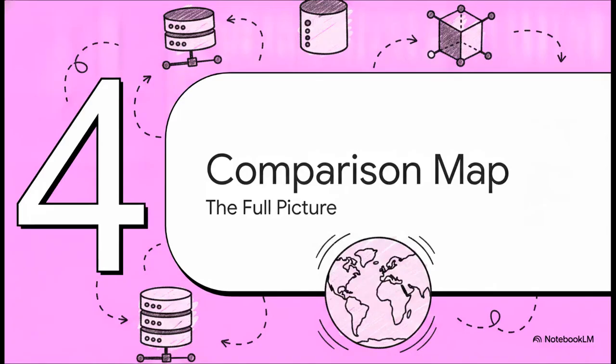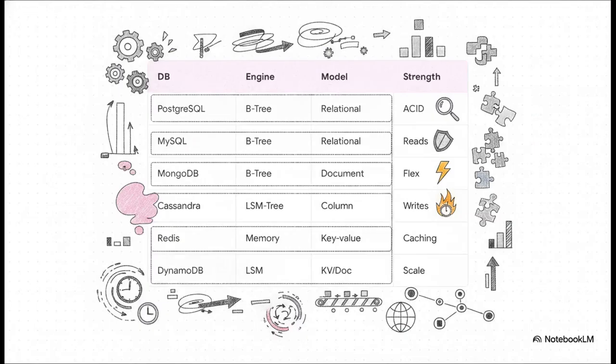Section 4, the Grand Database Comparison Map. It is time for the ultimate payoff of this entire series. We are bringing all of these distinct technologies together into one unified picture. Take a moment to really soak this in. This table perfectly organizes the chaos of the database market, showing you exactly how the underlying storage engine and the data model directly dictate what each database is actually good at.